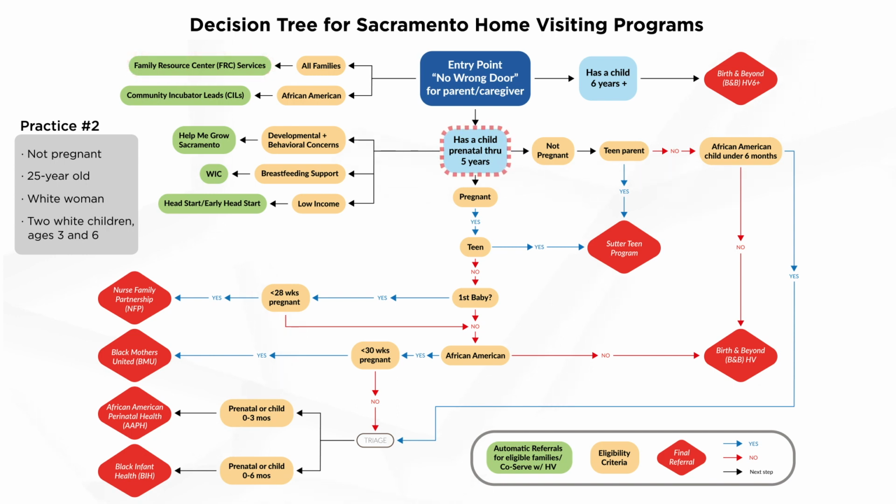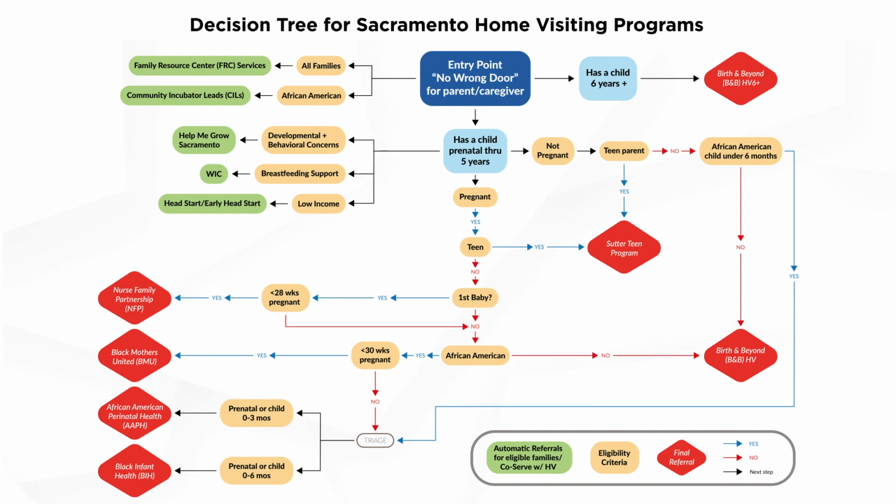We know she has 2 children, one is 6 and the other is 3. Since she does have a child 0 to 5 years of age, we will follow the path for has a child prenatal through 5 years old. She is not pregnant, not a teen parent, and her children are not African American. The best home visiting program for her and her situation is B&B.